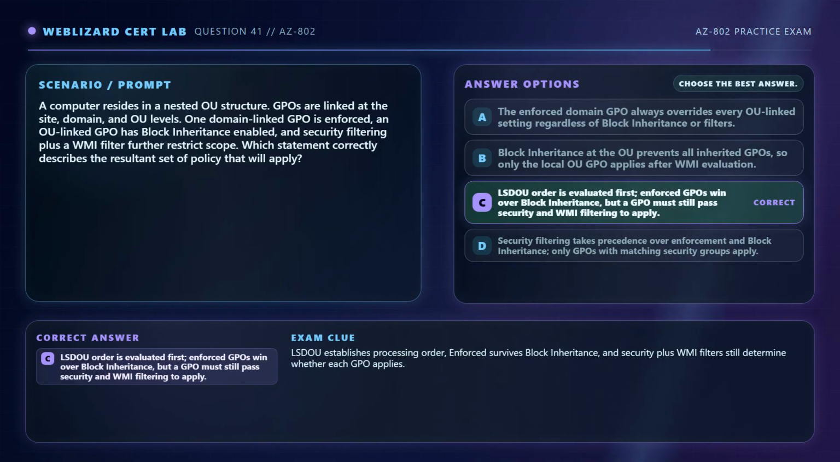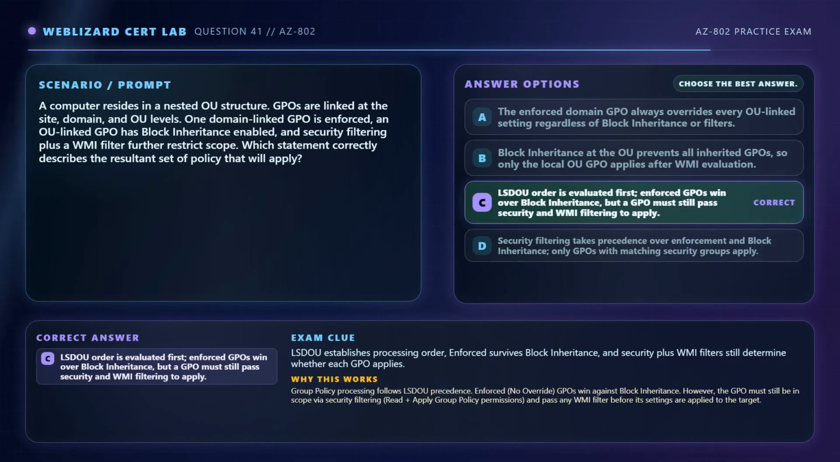LSDOU order is evaluated first. Enforced GPOs win over block inheritance, but a GPO must still pass security and WMI filtering to apply. Group Policy processing follows LSDOU precedence. Enforced, no override GPOs win against block inheritance. However, the GPO must still be in scope via security filtering, Read plus Apply Group Policy permissions, and pass any WMI filter before its settings are applied to the target. LSDOU establishes processing order. Enforced survives block inheritance, and security plus WMI filters still determine whether each GPO applies.